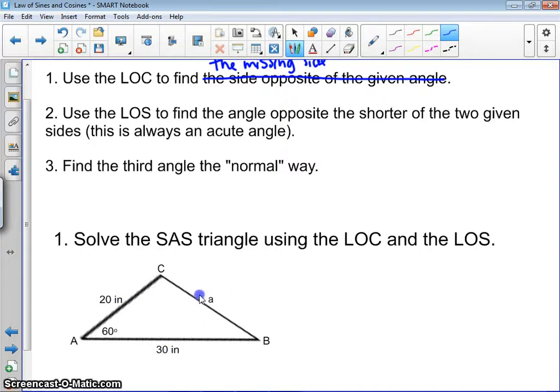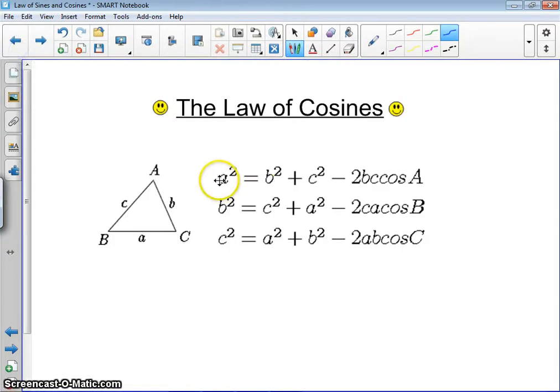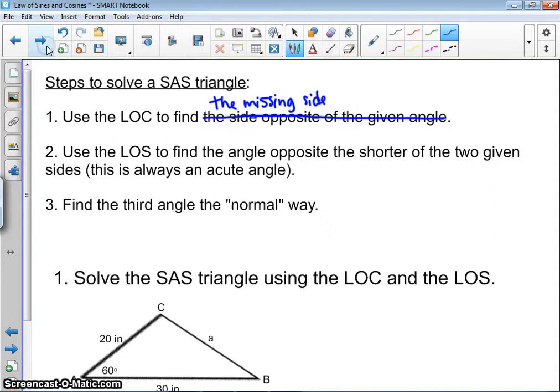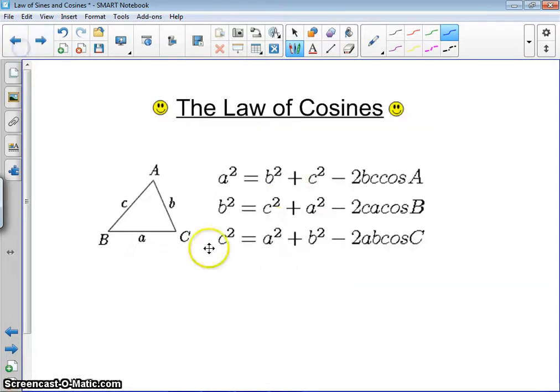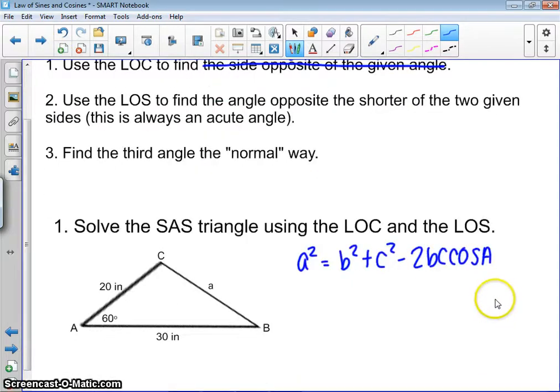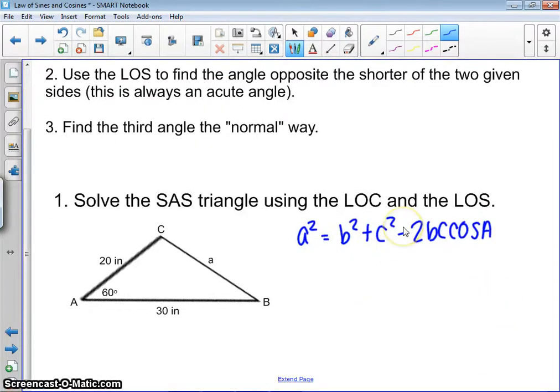The only side that we're missing in this triangle is side A, so I'm going to use this A formula right here. I'm missing side A, so I'm going to use A to find it. I'm going to write this formula down and find that first. A squared equals B squared plus C squared minus 2BC cosine A. Let me make sure that's right. Minus 2BC cos A. Alright, that's correct.